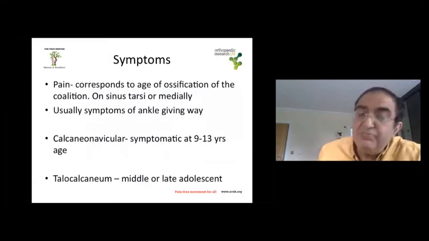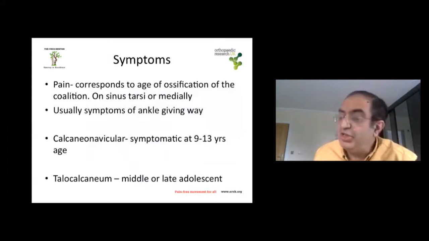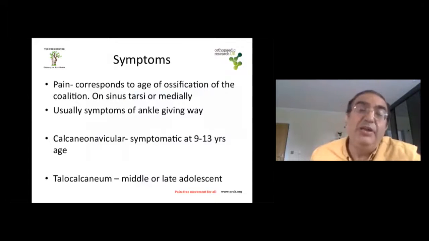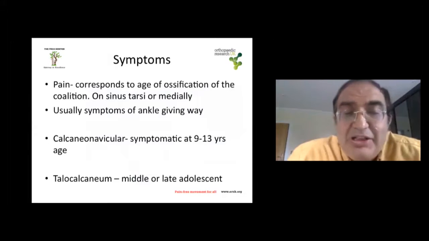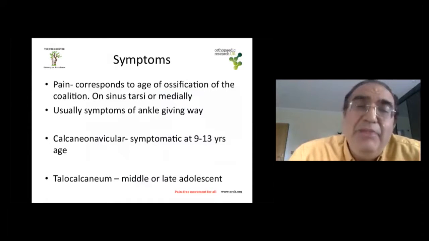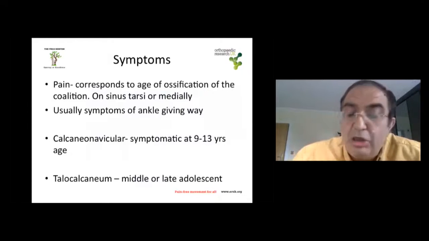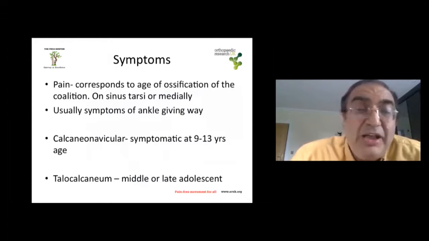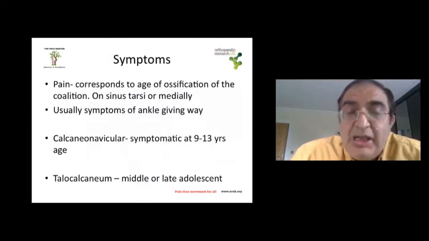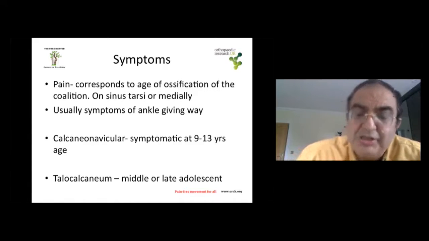So the symptoms are pain, and pain generally corresponds to the site of the bar. In calcaneonavicular, it's in the sinus tarsi, and in the middle facet of the subtalar, it's on the medial ankle joint. In addition, the presentation is when the bar ossifies. Calcaneonavicular pain is generally between 9 and 13 years, and talocalcaneal is much later, 13 to 15 years. This is when the bar ossifies.